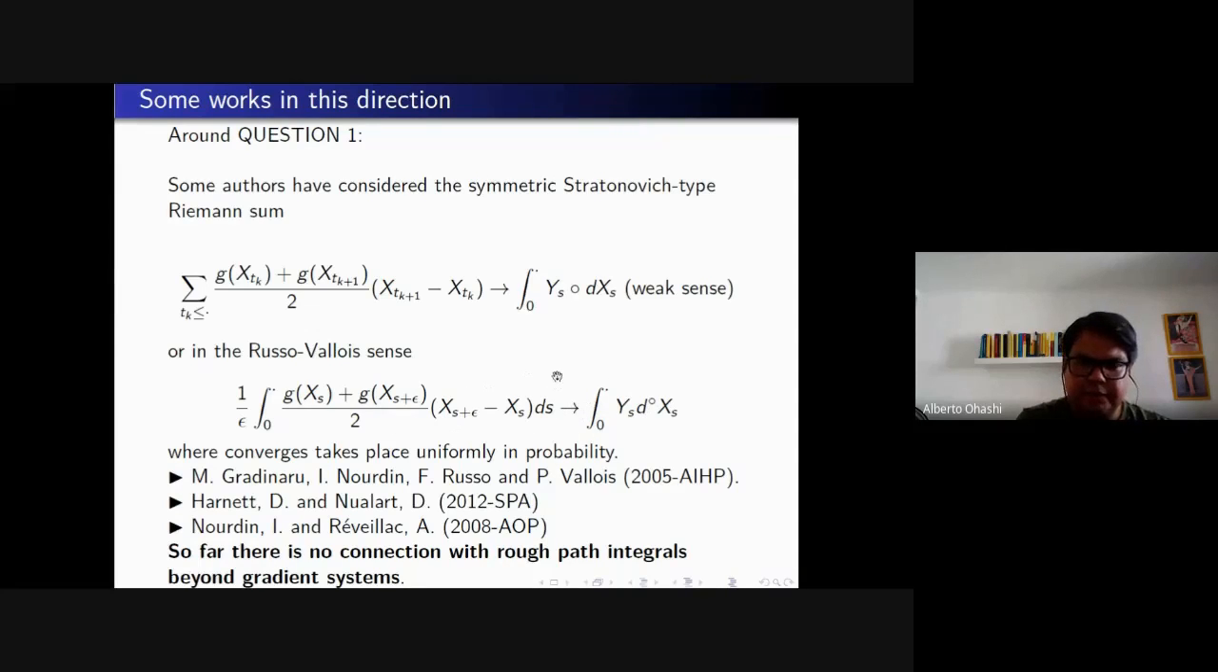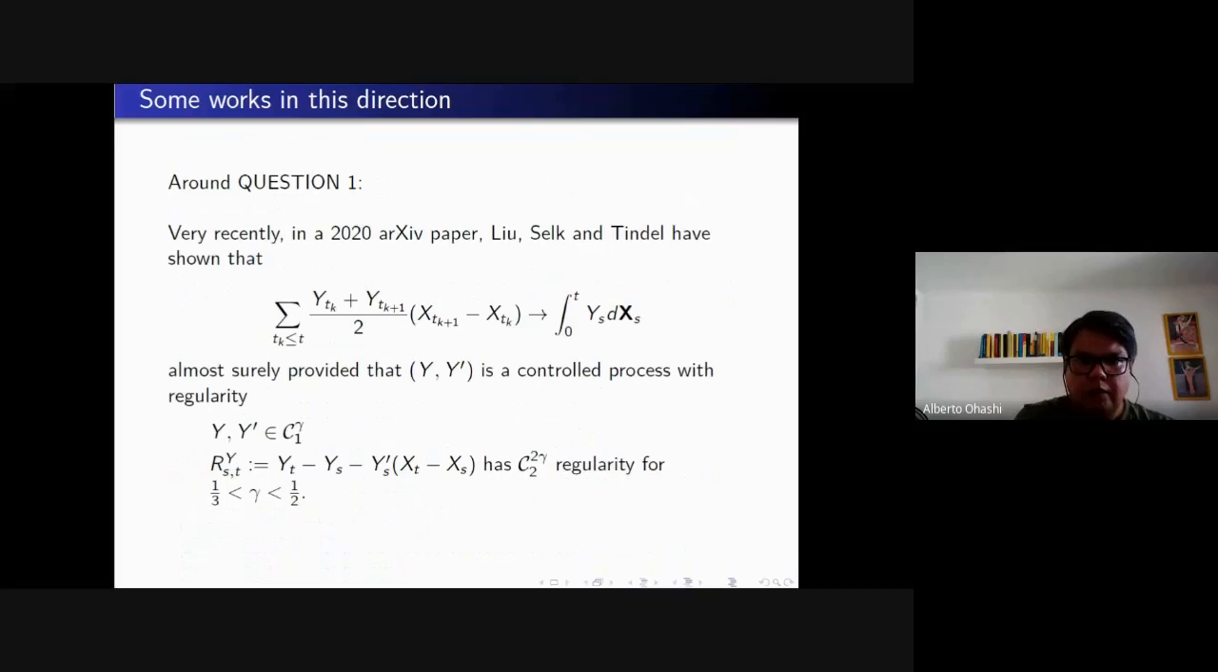Essentially, it's the same as the Riemann-sum approximation, but with some kind of regularization by using the Riemann integral. Okay, very recently, Tandel also proved that in the rough path case, provided that y and y prime is a controlled process in the classical sense, then you can get rid of this high order approximation here.